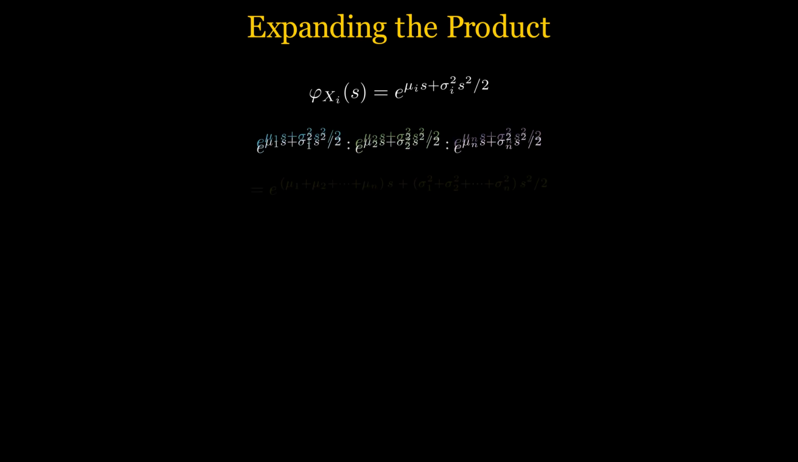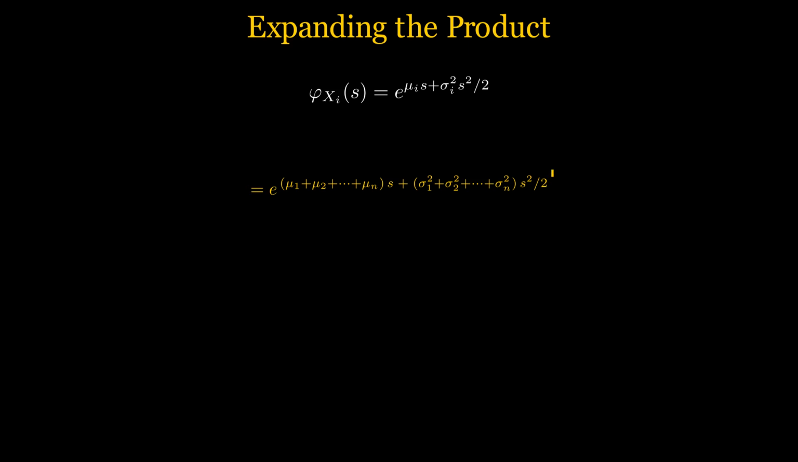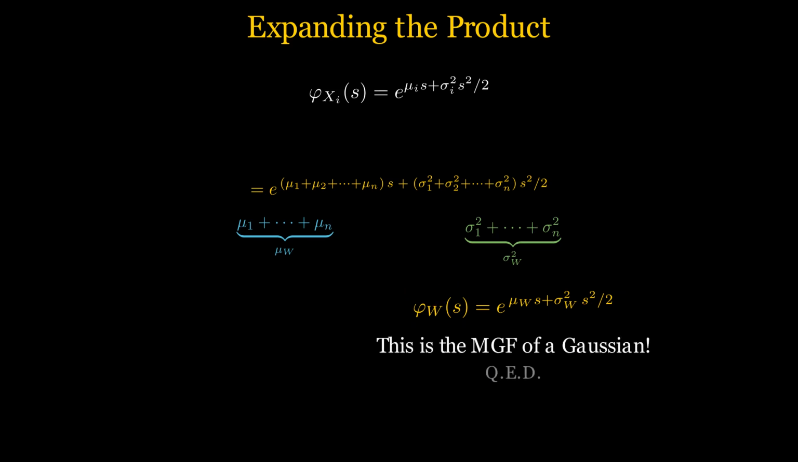Watch how the product of exponentials collapses into a single exponential. The s terms collect to give mu 1 plus up to mu n, all times s. The s squared over 2 terms collect to give sigma 1 squared plus up to sigma n squared, times s squared over 2. So the combined exponent has exactly the form of a Gaussian MGF. W is Gaussian with mean mu w and variance sigma w squared. QED.